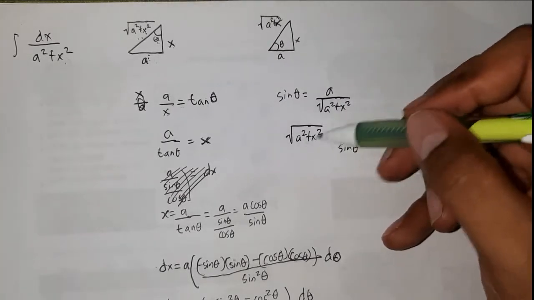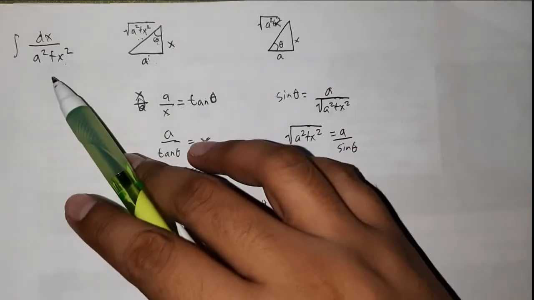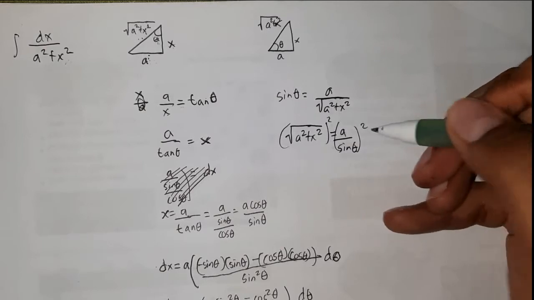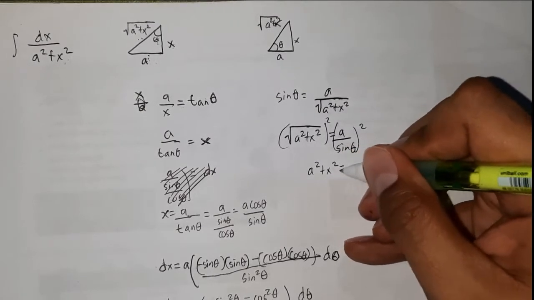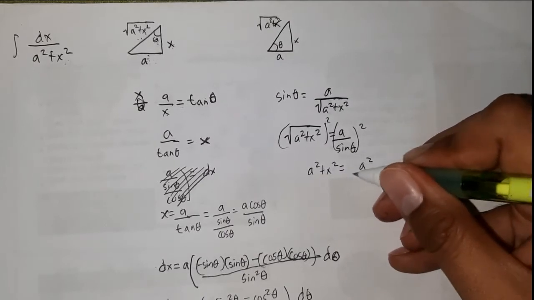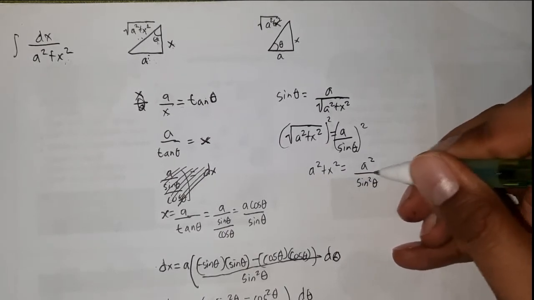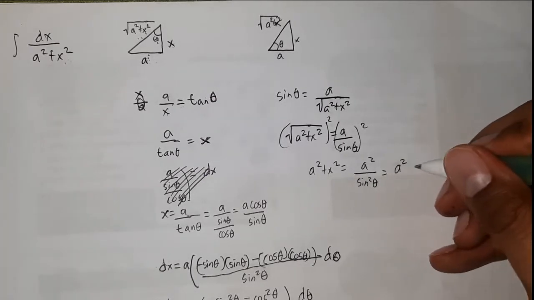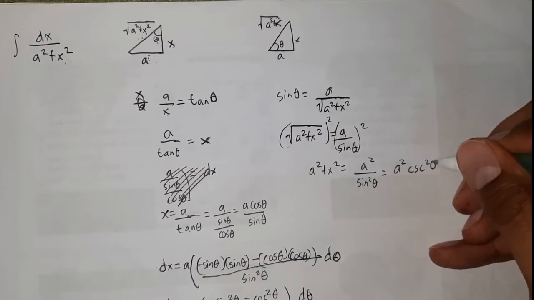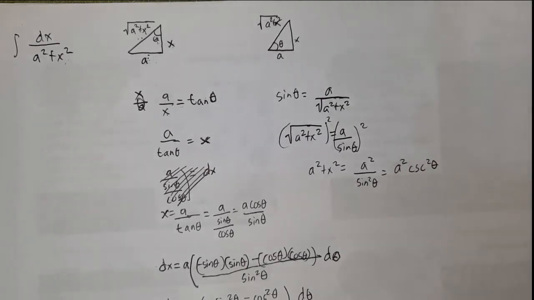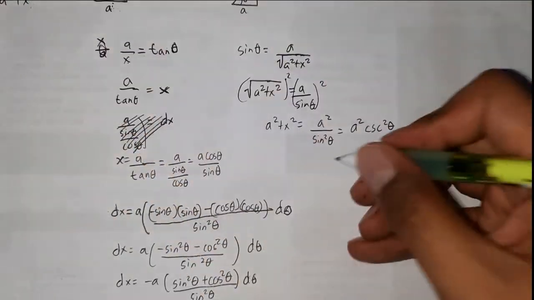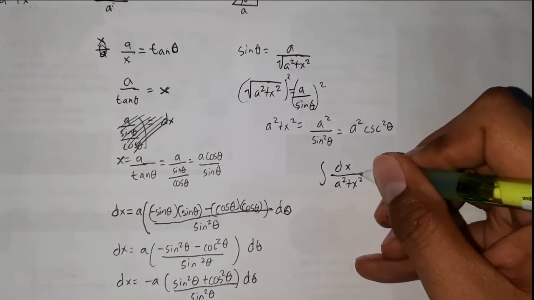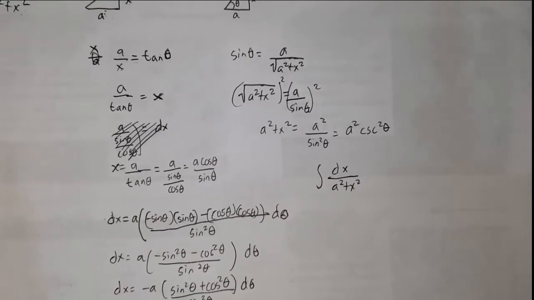Ang kailangan natin is yung ito lang. So, ito, makikita natin, pwede natin siya i-square. So, a squared plus x squared equals a squared over sine squared theta. Si sine squared theta ay cosecant lang naman. So, a squared cosecant squared theta. Okay. So, i-rewrite ko lang to. dx over a squared plus x squared. Ayan. So, i-substitute na natin.